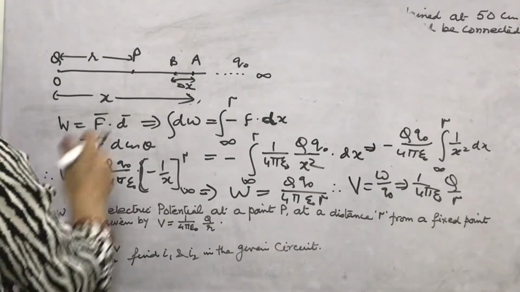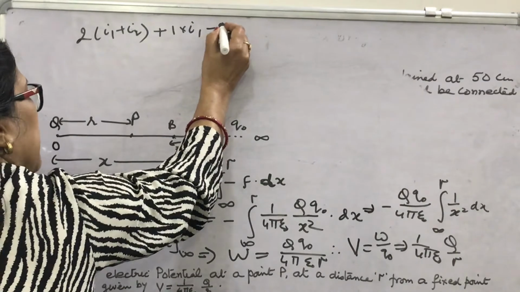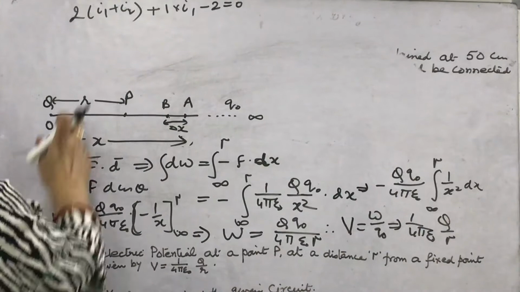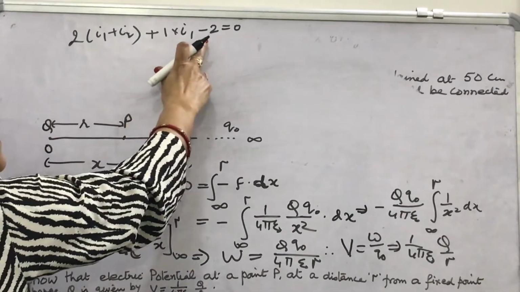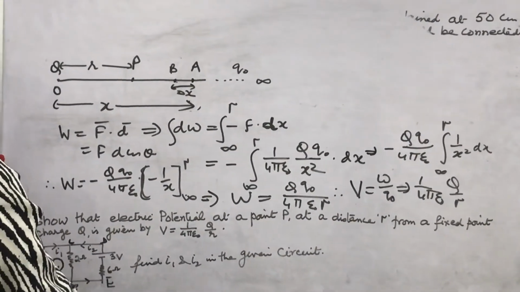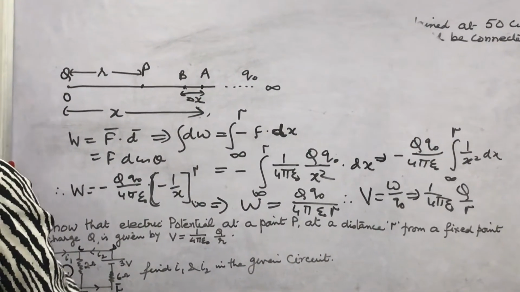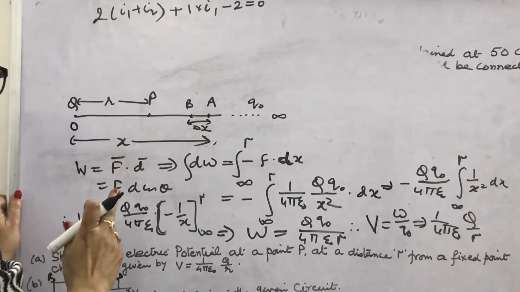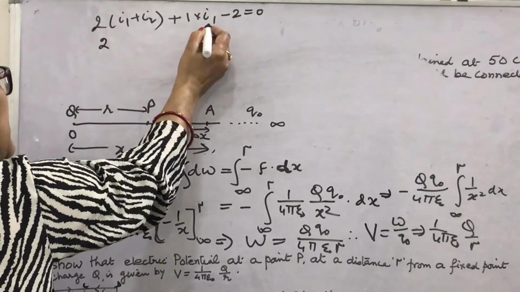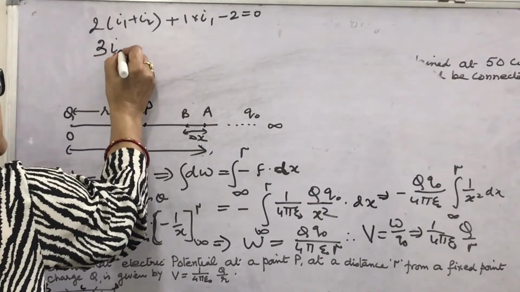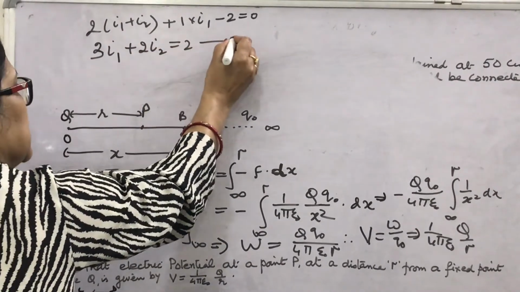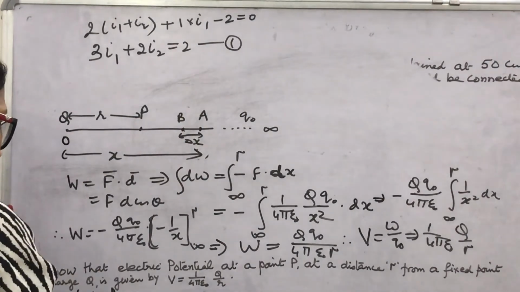You can apply Kirchhoff's rule here: minus 2 equal to 0. You can also apply it by taking the minus sign here and plus sign there. Going through minus 2 you can put plus 2 if you take the minus sign, so don't get confused. Open this bracket. 1 I1 and 2 I1 make 3 I1 plus 2 I2, and this is equal to 2. This is equation number 1.